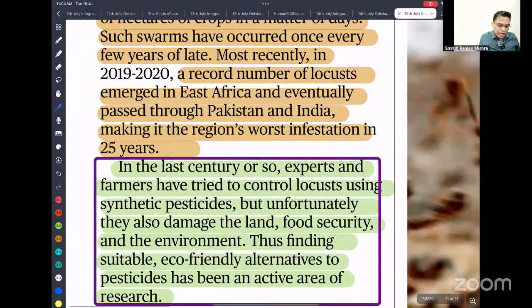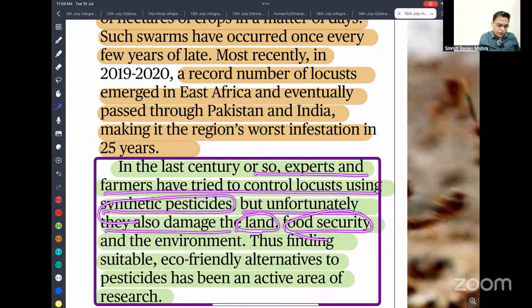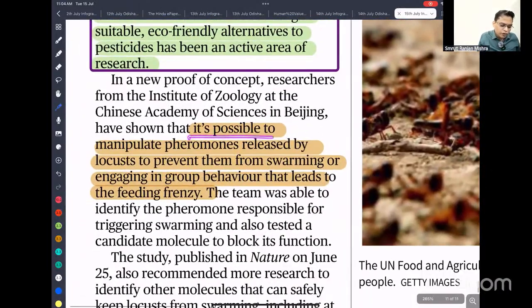So next, in the last century, experts and farmers tried to control locusts by using synthetic pesticides. But unfortunately, they also damage the land, food security, and environment. Thus, finding a suitable eco-friendly alternative to pesticides has been an active area of research. So scientists are conducting research. It is possible to manipulate the pheromones released by the locust to prevent them from swarming or engaging in group behavior that leads to the feeding frenzy. Feeding frenzy means that a single insect flying is not that destructive. It is not eating things that aggressively. But when a swarm of locusts flies together, that ensures their swarm behavior.